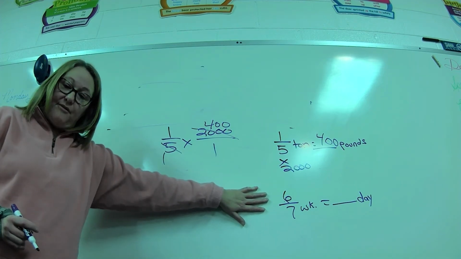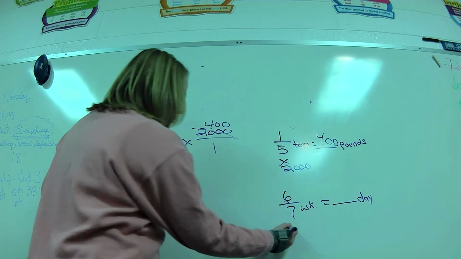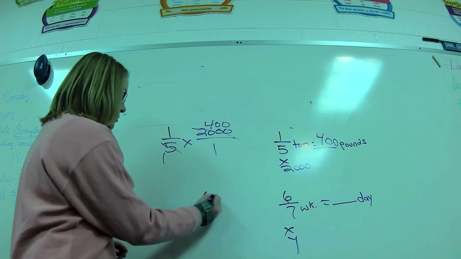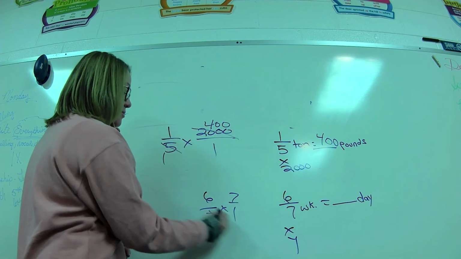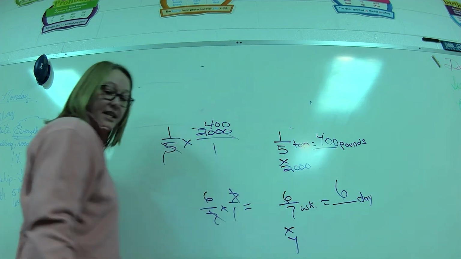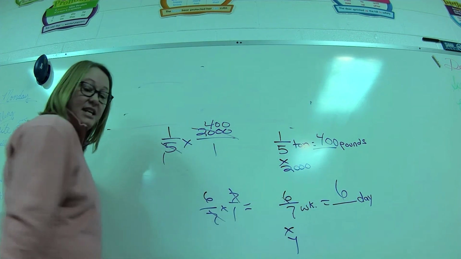Now I have 6/7 of a week. How many days do I have? Well, we're going large to small. So we're going to multiply by 7. Well, 6/7 times 7 over 1, you're right, gives me 6 days. It tells me I have 6 out of 7 days in a week.